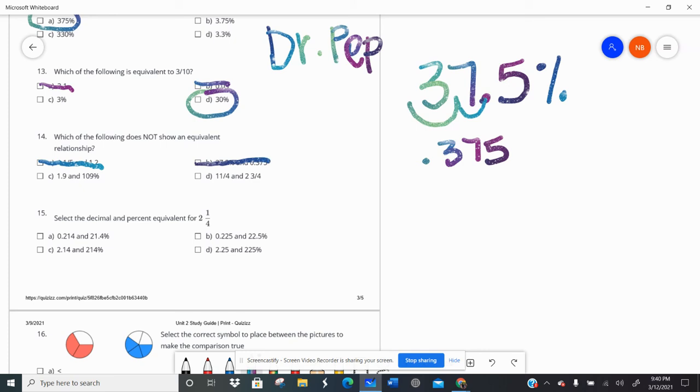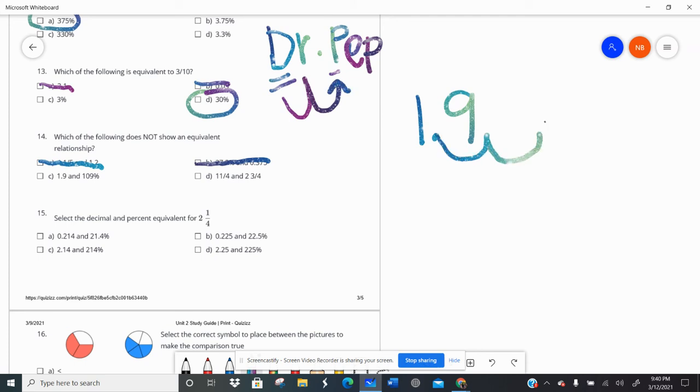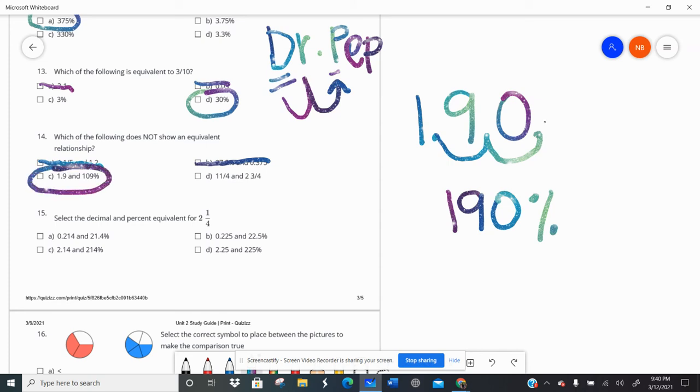1 9/10 and 190%. So let's examine this one. 1 9/10. Well, if I have a decimal and I want a percent, I'm going 1, 2 to the right. I add that 0. I add that percent sign. 1 9/10 is 190%, not 109%, which means it has to be C.